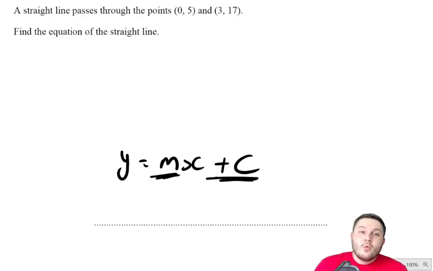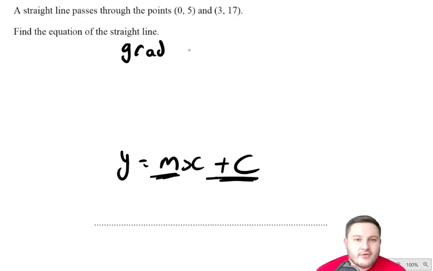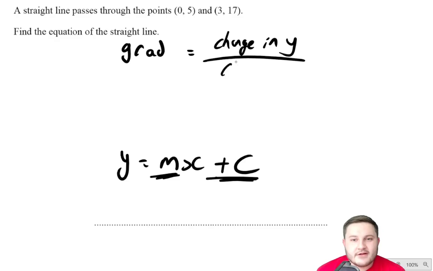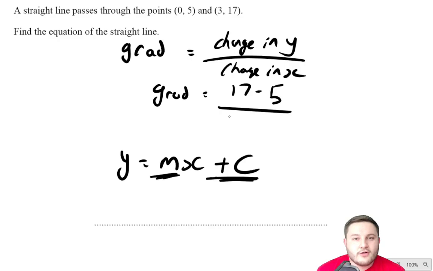Now, we can calculate the gradient between 2 points, and this was discussed further in my video yesterday. So if you want to look up that video, then you're more than welcome to, when I talk specifically about how to find the gradient from 2 points. So I'm just going to gloss over it here, but the gradient is equal to the change in y divided by the change in x. So the gradient is equal to 17 take away 5 all over 3 take away 0. So this is equal to 12 over 3, which equals 4.